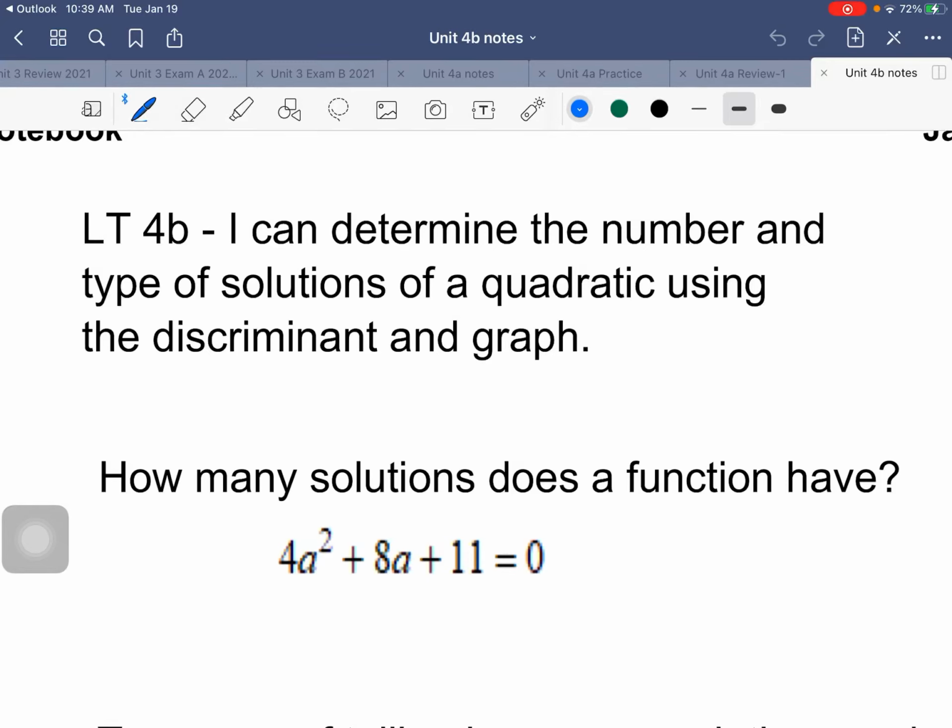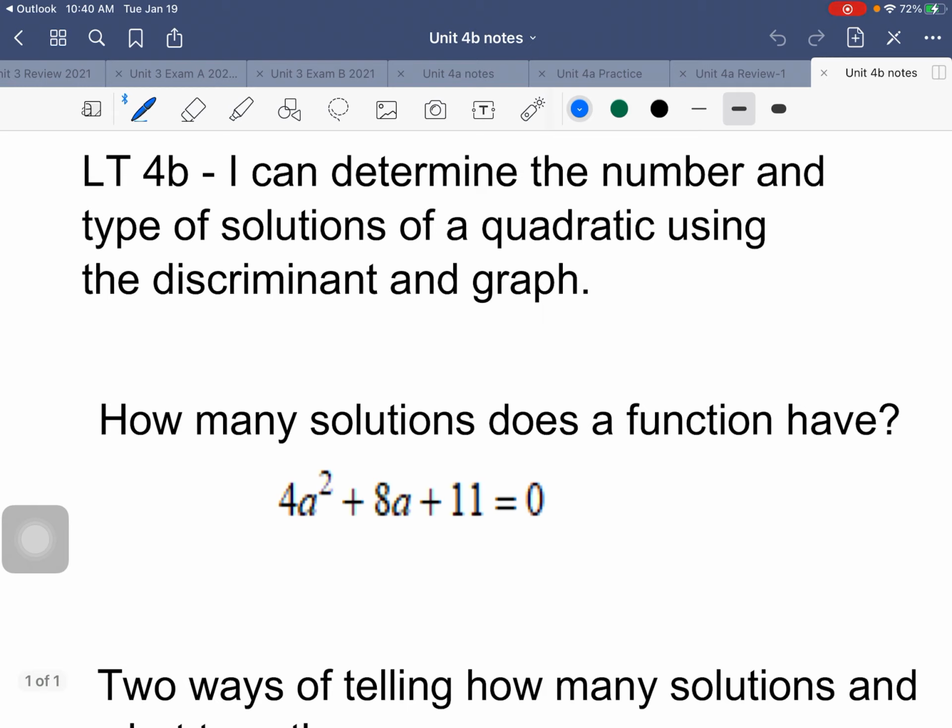Welcome to 4B, which is determining the number and type of solutions of a quadratic using the discriminant and the graph. So two different ways. First thing we need to figure out is just how many solutions does a function have? So one way you can tell is by the equation, the function. And it's really looking at the exponent. The biggest exponent of a function will tell you how many solutions it has.